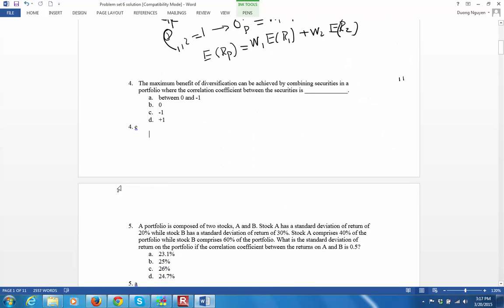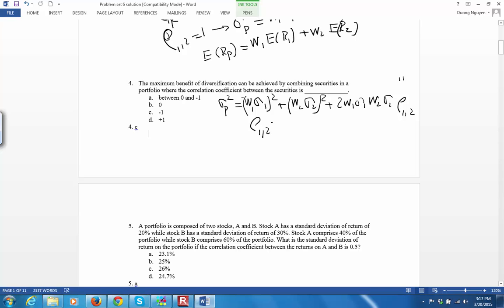Now number 4. The maximum benefit of diversification can be achieved by combining securities in a portfolio where the correlation between securities is... Now remember the formula: the variance of the portfolio is weight 1 squared sigma 1 squared, plus weight 2 squared sigma 2 squared, plus 2 times weight 1 sigma 1 times weight 2 sigma 2 times the correlation between 1 and 2.